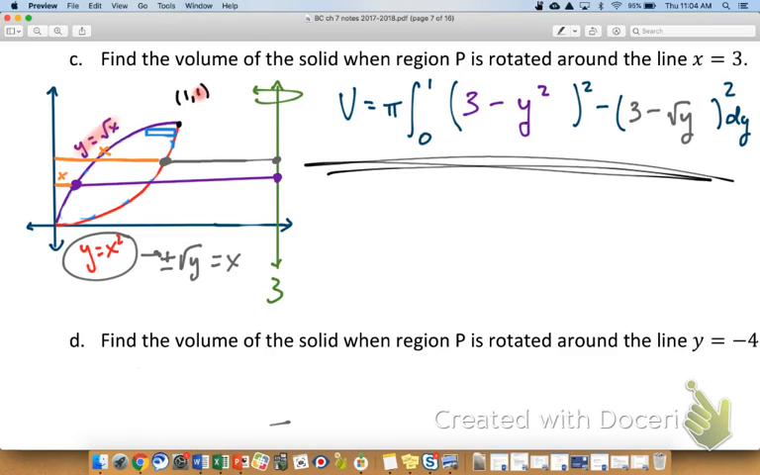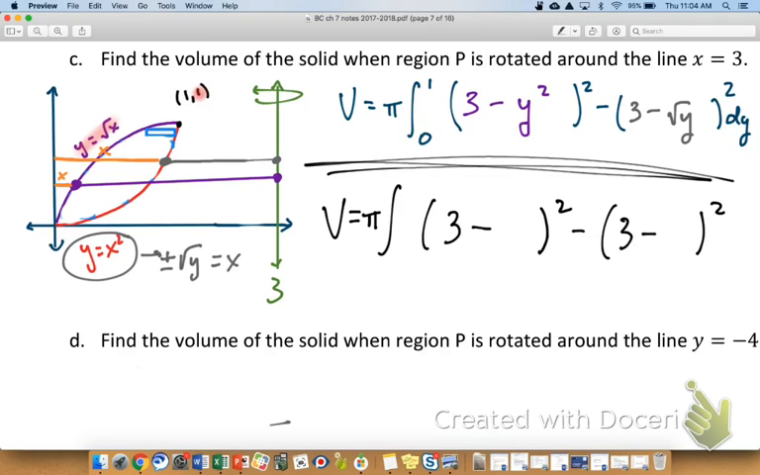Once I understand this as washers, here's what I would do. Here would be my first step. I would go pi integral of 3 minus something squared minus 3 minus something squared. That's where I would start. Because if you have a displaced axis of rotation and you're doing one of these washer methods, or for that matter, it didn't really apply to a disk method, but this will always work. And here's why it'll always work.